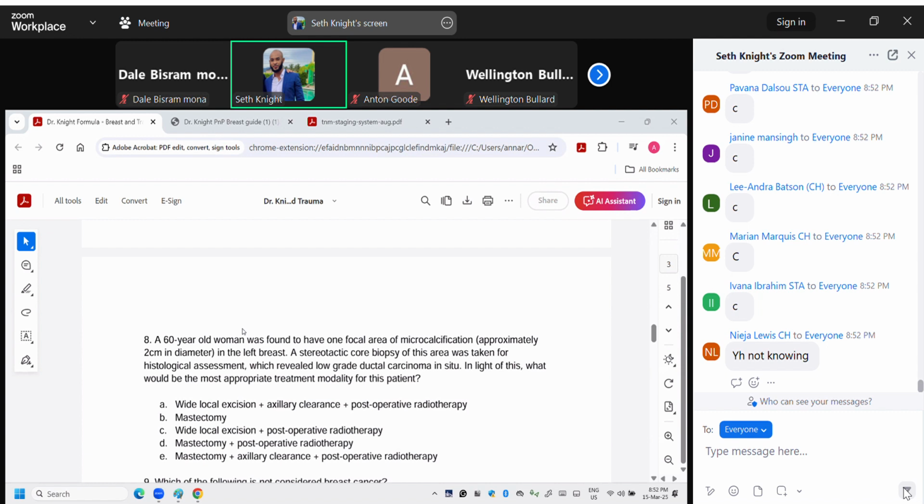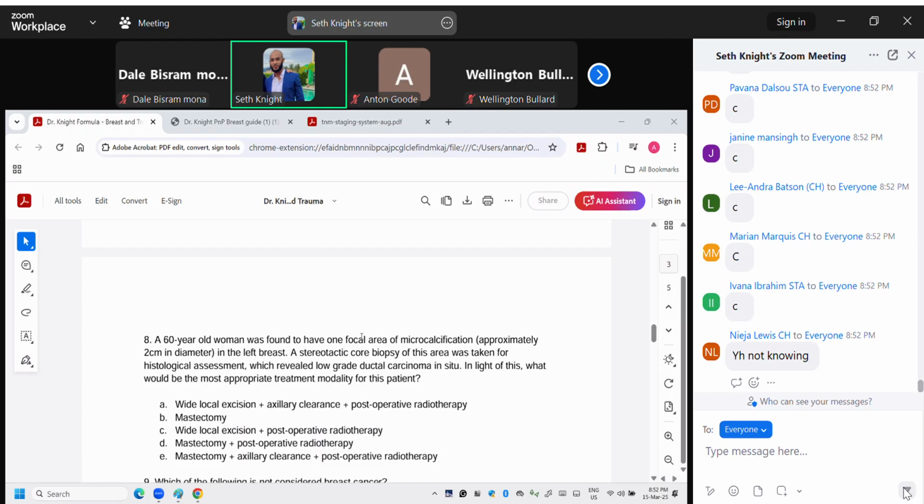So DCIS, we do breast conservation surgery with post-operative therapy. However, if it's multifocal, so you see how they told us that she has one focal area, right? So that makes us narrow down our answer. Because if it was multifocal, then we would have done a simple mastectomy. But remember, in DCIS, we have no role to remove the lymph nodes.